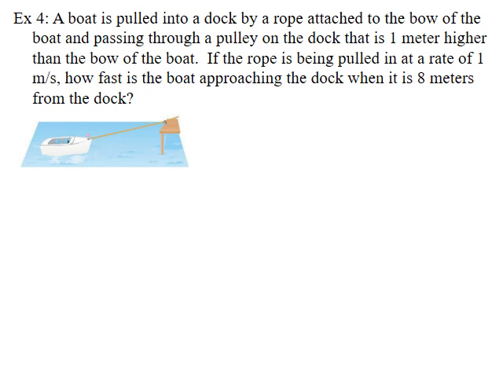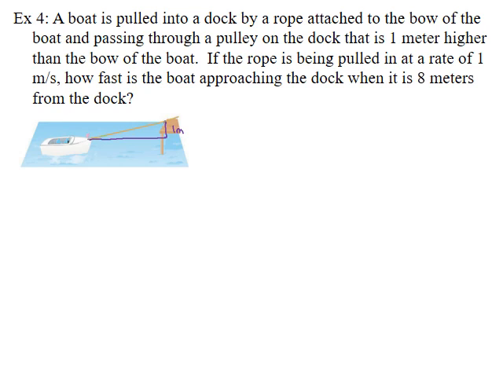All right, so this time I went ahead and gave you the picture out of the textbook because like I said, I can't draw this very well, but essentially let's use this picture to label what we have. A boat is being pulled into a dock by a rope attached to the bow of the boat and passing through a pulley on the dock that is 1 meter higher. So, if we were to draw a straight horizontal line from the bow of the boat to the dock, it is saying that this pulley is 1 meter higher. Okay, that's fine.